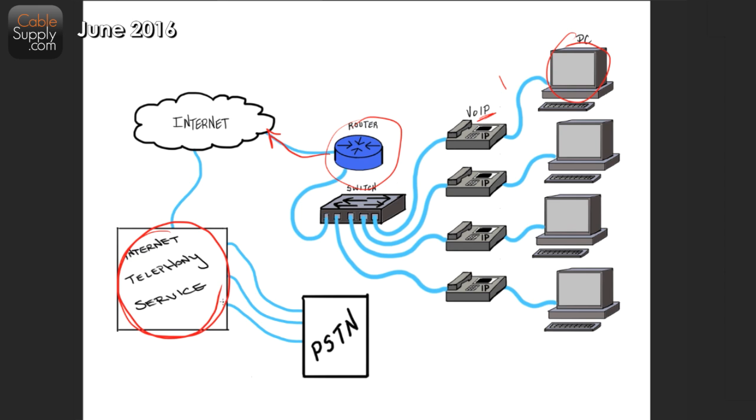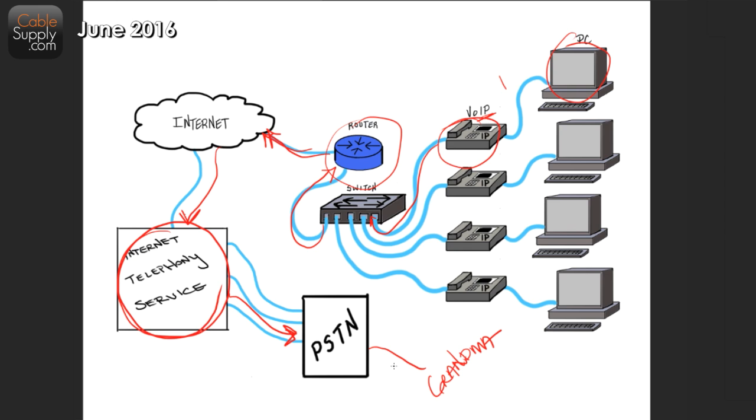So when you dial grandmom and you're in California and she's in New York, it's going to go from your VoIP phone out the switch, to the router, to the internet. The internet's going to route it down to your telephony service provider. And then from there, it's going to go out to the PSTN. From there, it's going to go to grandmom in New York. Okay? And then she can pick up her traditional phone and talk to you.